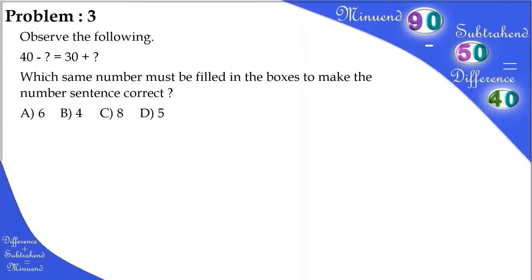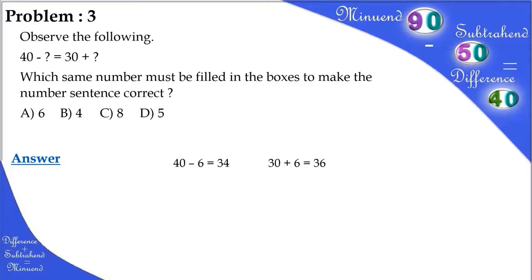Now problem number 3. Observe the following. 40 minus question mark is equal to 30 plus question mark. Which same number must be filled in the boxes to make the number sentence correct? Let us see the answer. So first we will check every option if it satisfies the condition. First is 6. Here 40 minus 6 is equal to 34. 30 plus 6 is equal to 36. No, this is not the same.